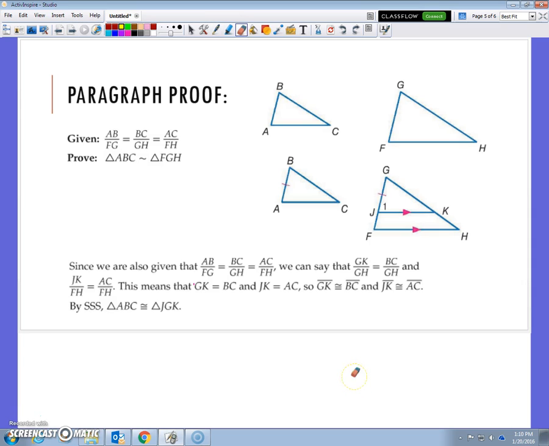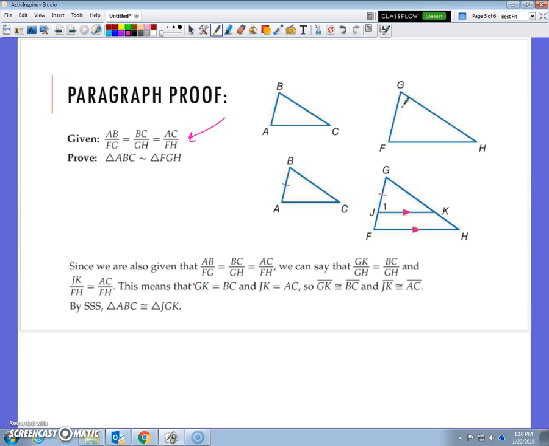So now what I've done is I've left myself with this triangle GJK that needs to be proved the same as triangle ABC. And so to prove that, I'm going to take the side approach here. In my given, it says AB to FG is equal to BC to GH equals AC to FH. So it tells me that these triangles have the same ratio.